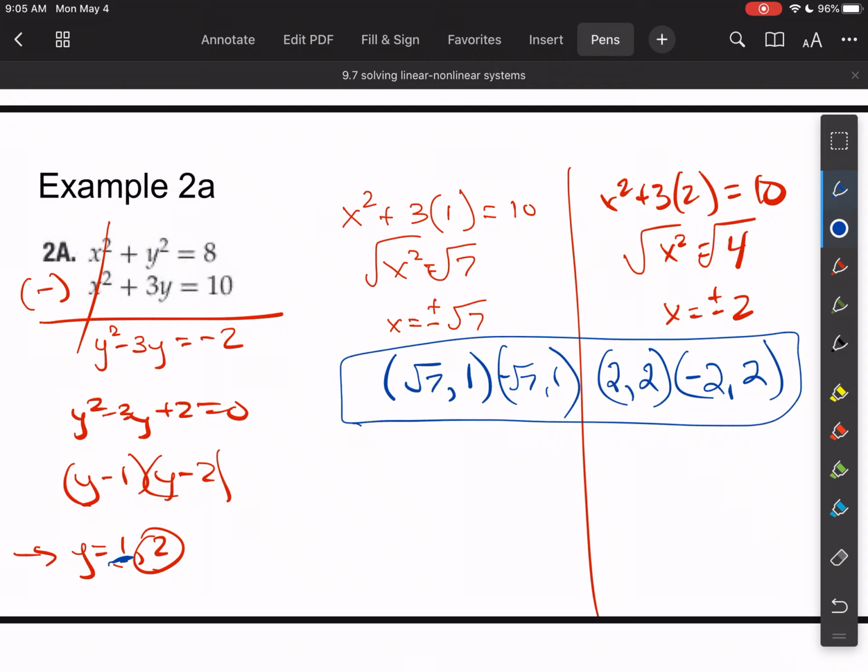So there's our 4 possible coordinates of where those things intersect. And again, you could graph these on Desmos, check out the answer for yourself. You'll see that those two things intersect at these 4 points.